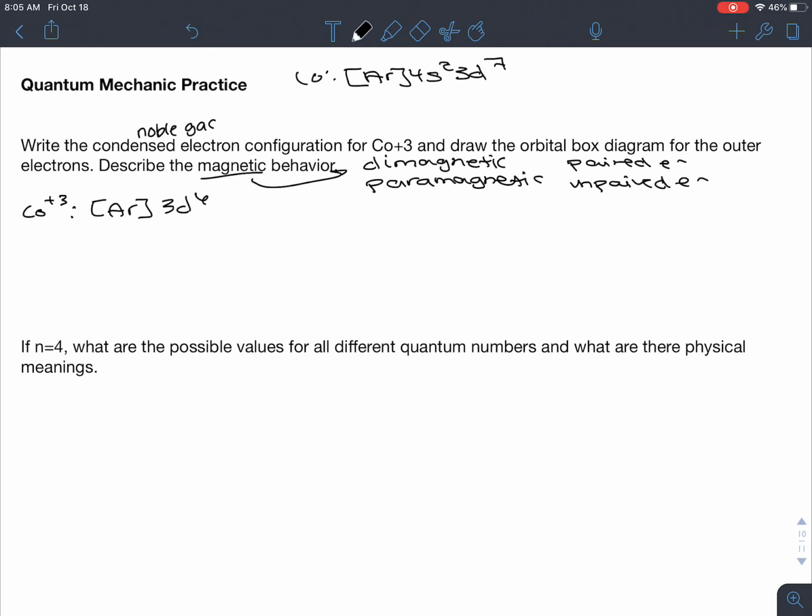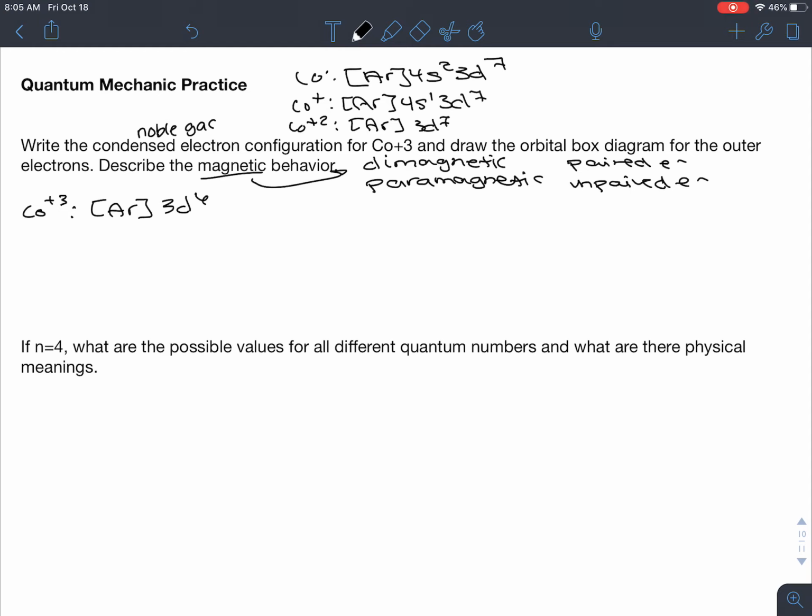Another way to think about this: this is Co. What if I had Co+? Then I would have argon 4s1 3d7. Now if I have Co2+, then argon 4s is gone because I lose another electron, leaving 3d7. Now for 3+, I have to take from my 3d orbitals because those are my next outermost electrons.